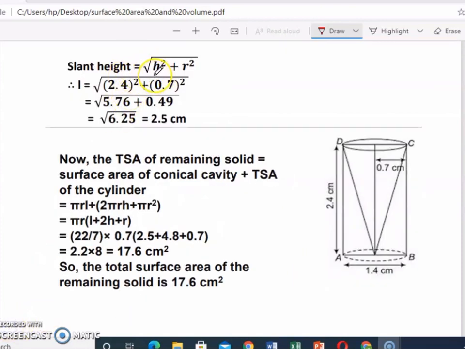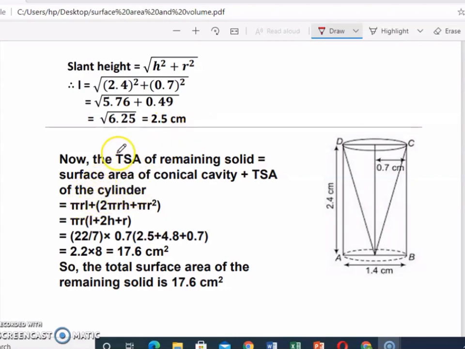The slant height of the conical portion you will find by square root of h square plus r square. So that is square root of 2.4 the whole square plus 0.7 square, where 0.7 is the radius of the cone. You will get it as square root of 6.25, that is 2.5 centimeter. This is the slant height.